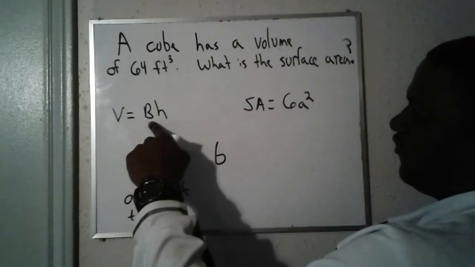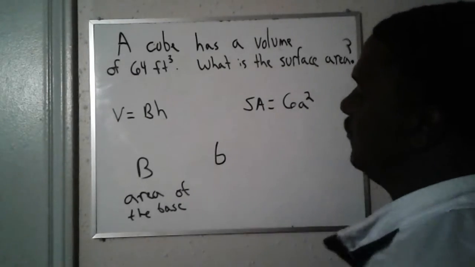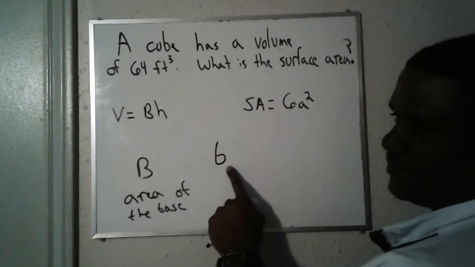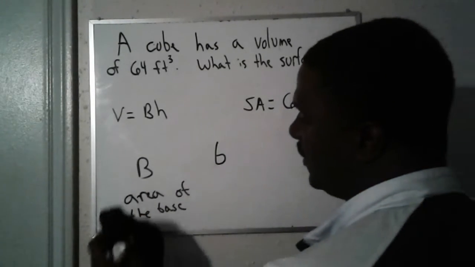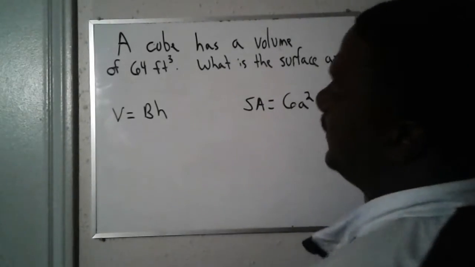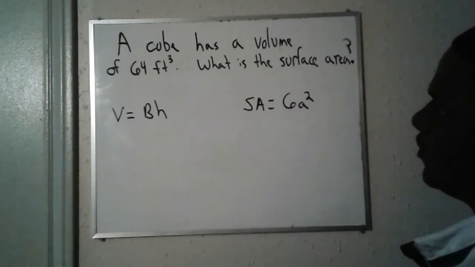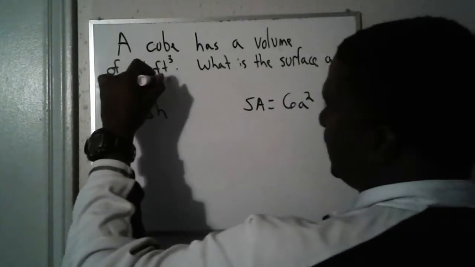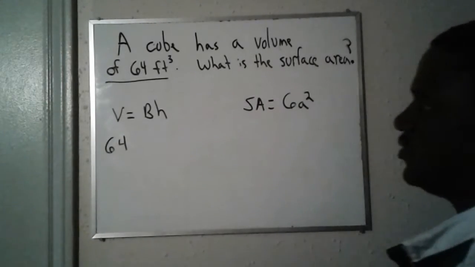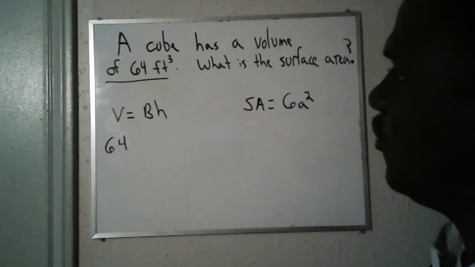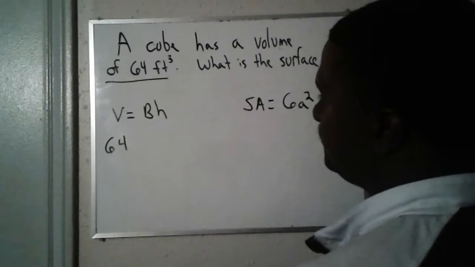So anytime you see this formula, whatever kind of prism you're looking for, you need to find the area of that base. This just means the base. Don't get these two, capital B and lowercase b, mixed up. All right. So now you have the volume of a cube. It says the volume is 64 feet. Using my substitution property of equality, I know that I can substitute 64 for the volume.